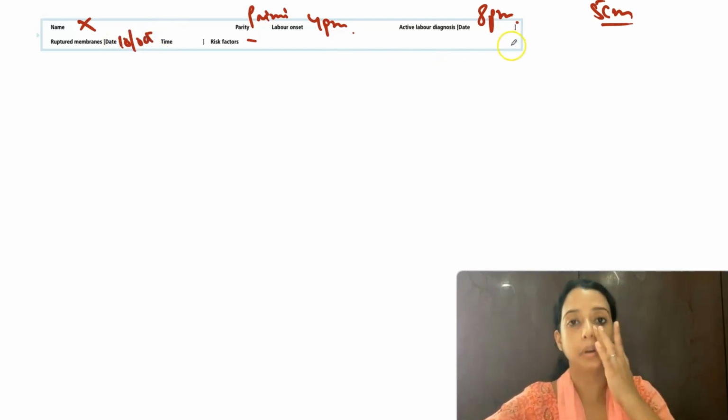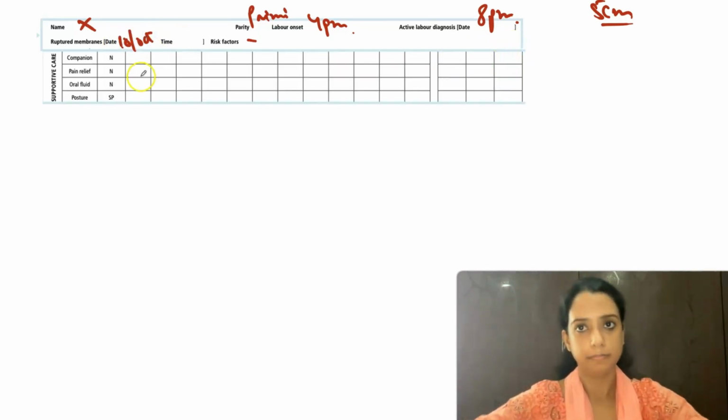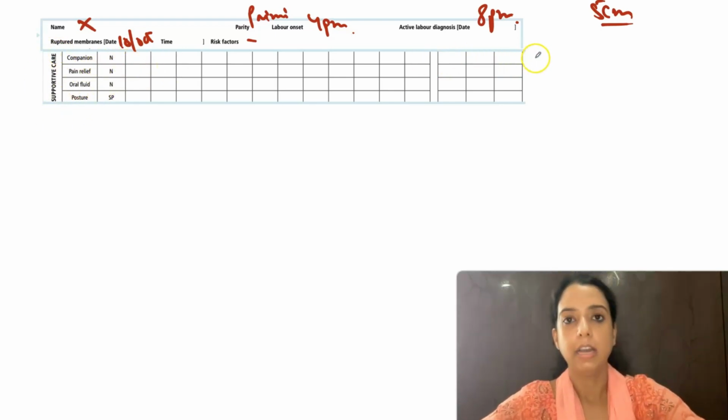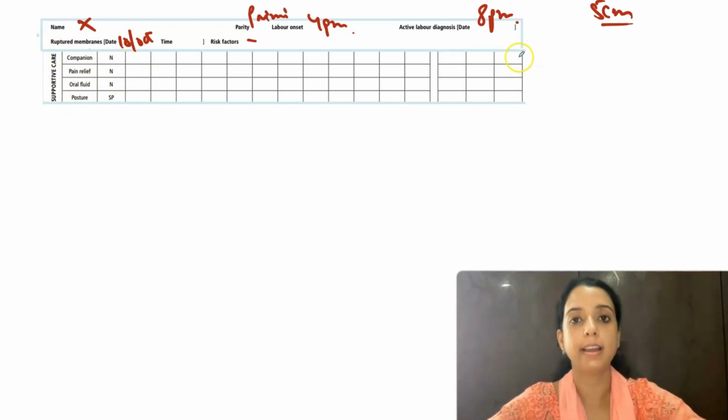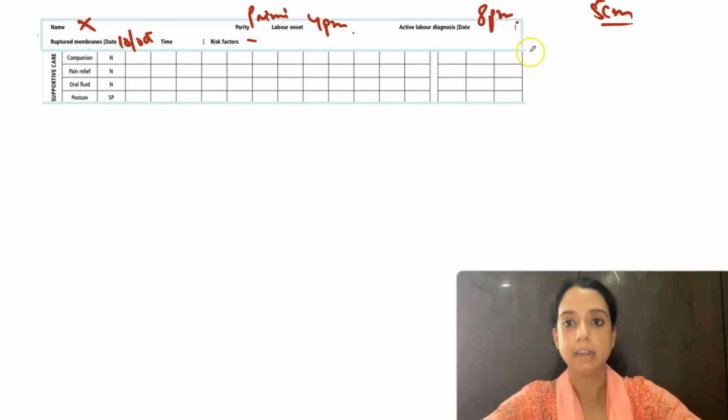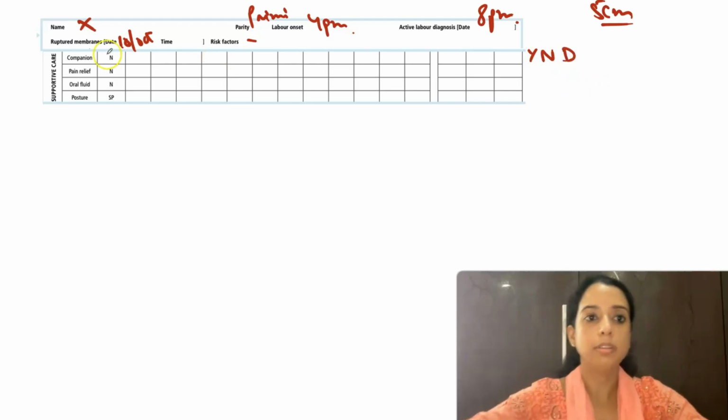This is the first column. Second column, supportive care. Companion. First is companion. You always have to answer in terms of Y and D. Companion is present? Yes. Not present? No. Denied? D. So see the alert.